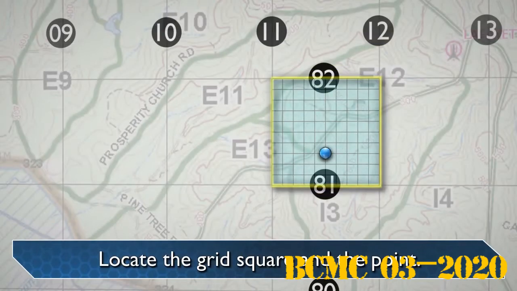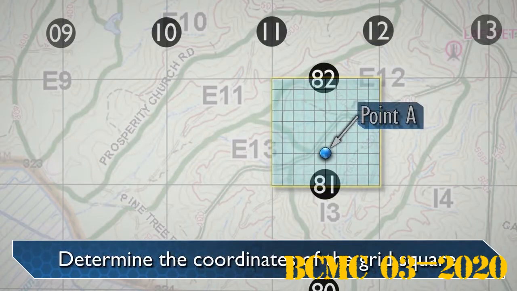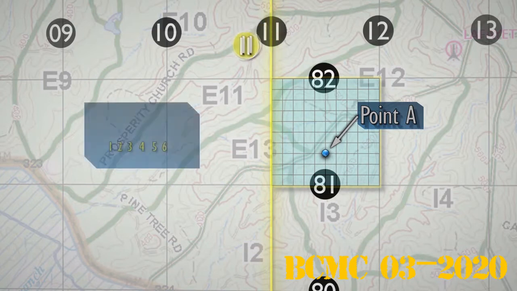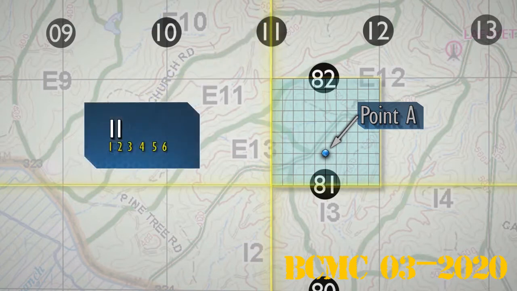Locate the grid square where the point is located. Determine the coordinates of the grid square. The number of the vertical grid line on the left or west side of the grid square gives the first and second digits of the coordinate. The number of the horizontal grid line on the bottom or south side of the grid square gives the fourth and fifth digits of the coordinate.